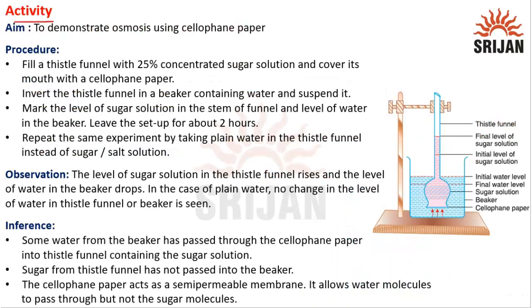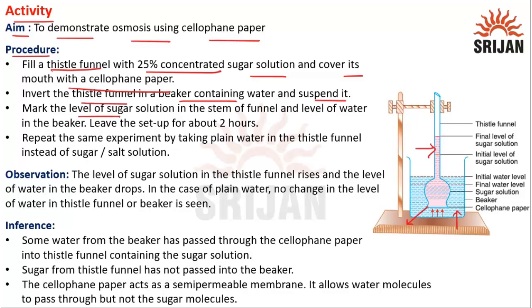Now let us perform an activity. The aim of the activity is to demonstrate osmosis using cellophane paper. Cellophane paper is a semi-permeable membrane. Procedure. Fill a thistle funnel with 25% concentrated sugar solution and cover its mouth with cellophane paper. So this is the cellophane paper covering the mouth of the thistle funnel. Invert the thistle funnel in a beaker containing water and suspend it. So this is the beaker and it is containing water.